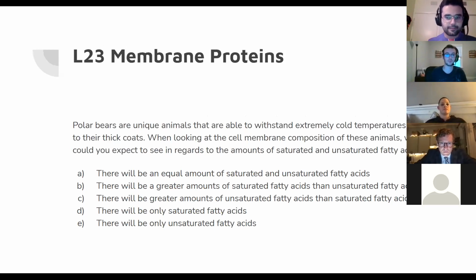The big thing here is that word: extreme cold temperature. What happens to fatty acids in cold temperatures, right? They go to an ordered state a lot faster. And we want that equilibrium, right, between order and disorder. So actually Matt got it right. So Matt, what was your thought rationale on this?